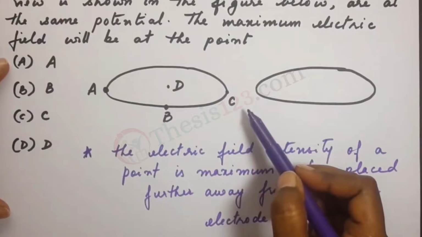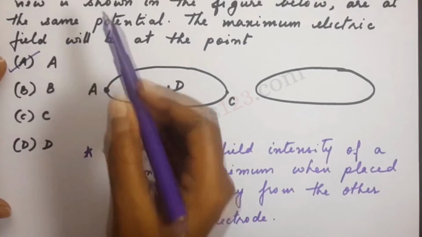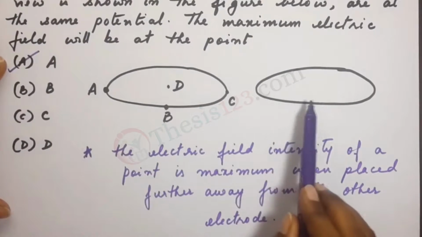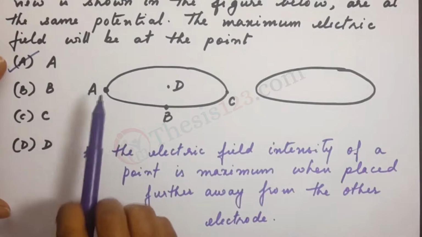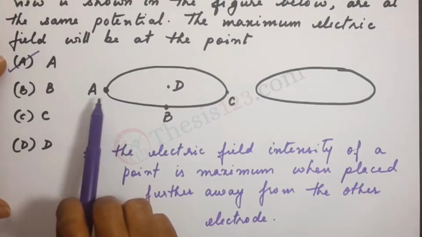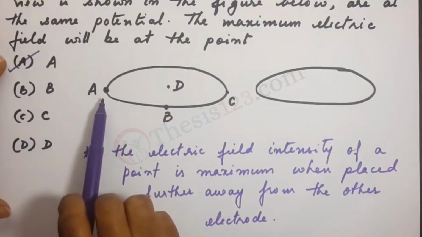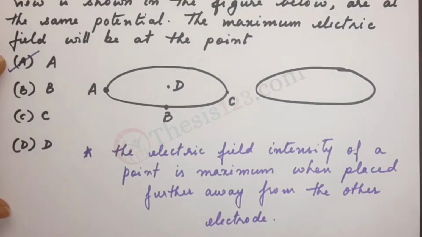So in this case, the right option is A, because point A is furthest away from the other electrode. Therefore, the maximum electric field will be at this point. The electric field intensity at this point will be maximum. Therefore, the maximum electric field will be at point A because it is further away from the other electrode.